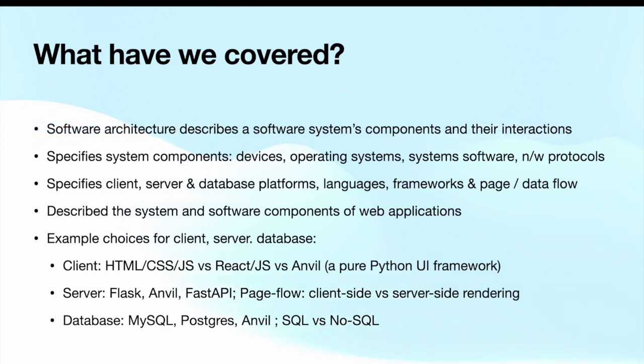And we've touched on example choices for client, server, and database technologies. For the client, you might choose between HTML, CSS, and JavaScript, React, or that amazing pure Python UI framework like Anvil. So many options, right? So many, but it's good to know the landscape. And for the server? For the server, popular choices include Flask, Anvil, and FastAPI.